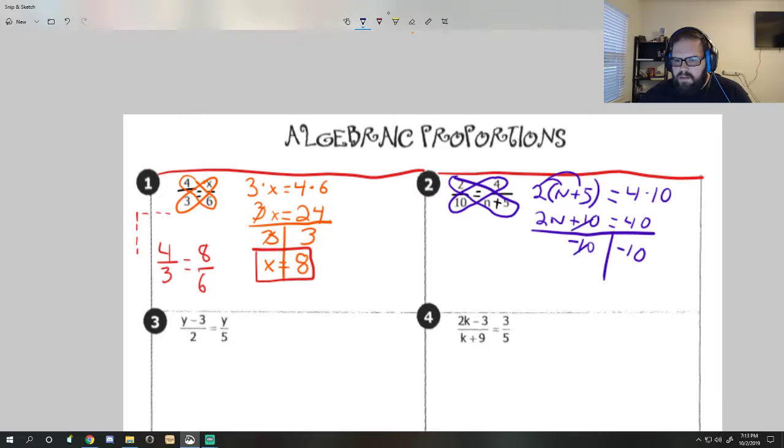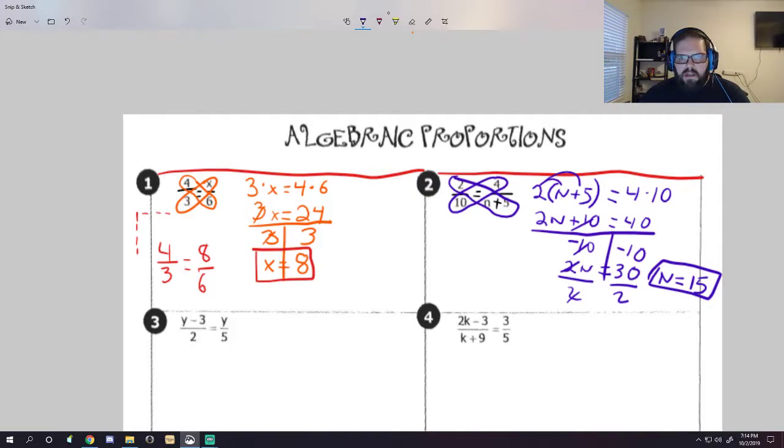This crosses out. I bring down my 2n equals 40 minus 10, 30. Right? And now I have 2n equals 30. And I have to do the same exact thing that I did on my other side, and that is divide by 2. So divide by 2. That's going to cross out my 2's here, so it's going to leave me with n equals 15. 30 divided by 2 is 15.